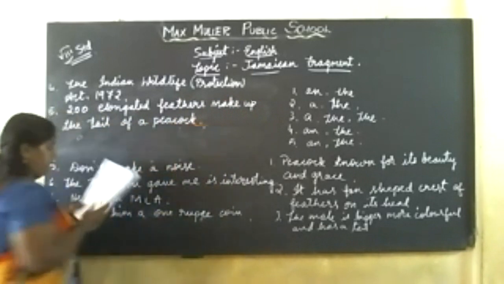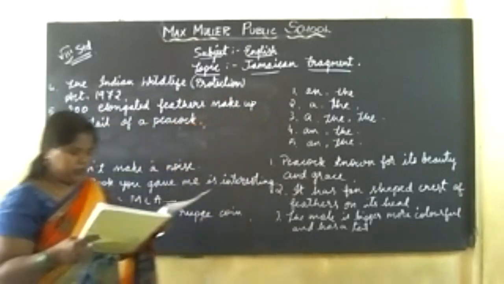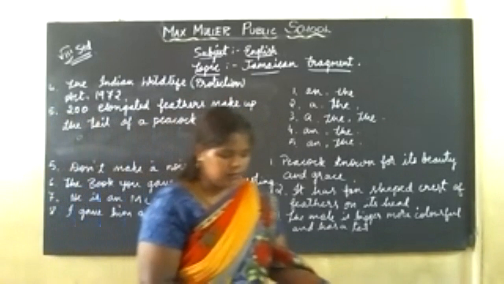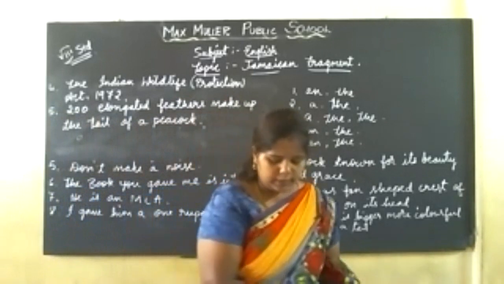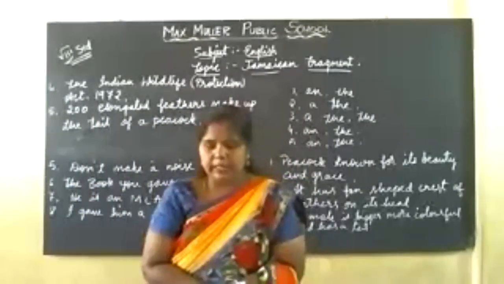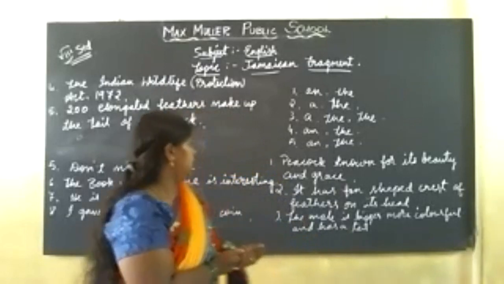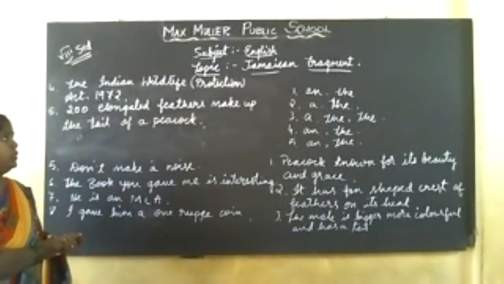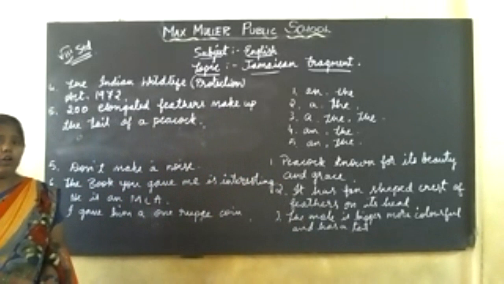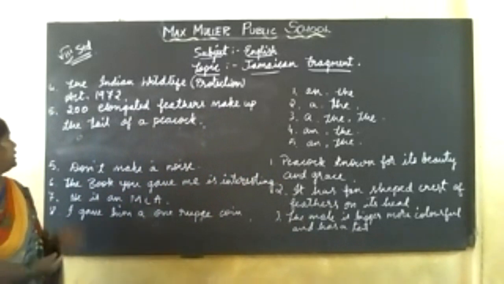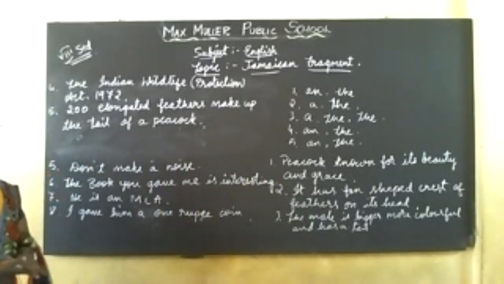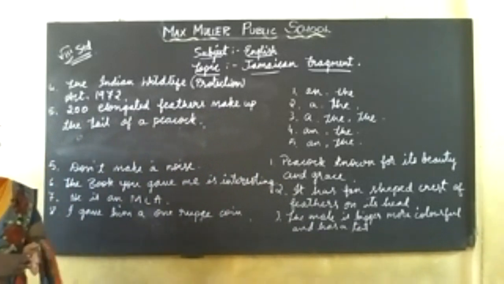Tail of a peacock. Okay, so now articles is over. Now we can start with the Jamaican Fragment. Before that, you just copy these answers in your textbook. See the fifth one also. Till that, articles are completed, the lesson, right? So you just copy all these answers in your grammar textbook.